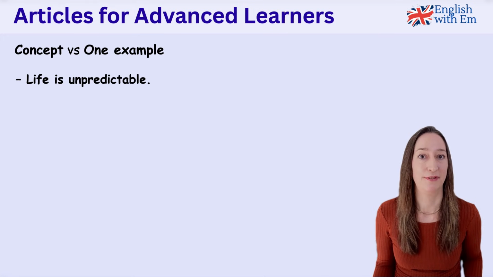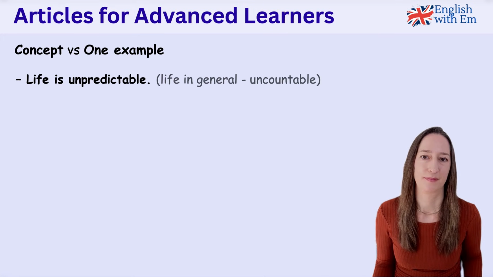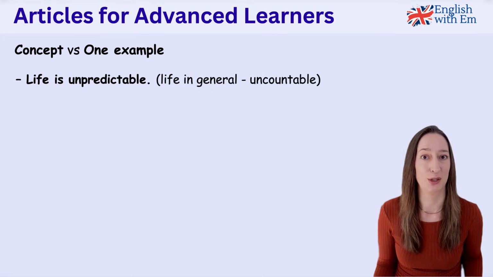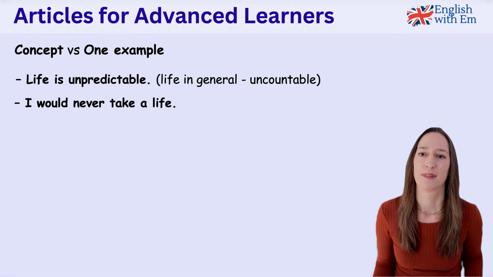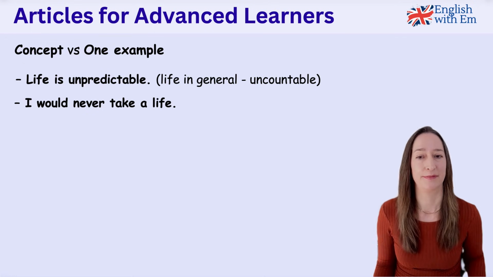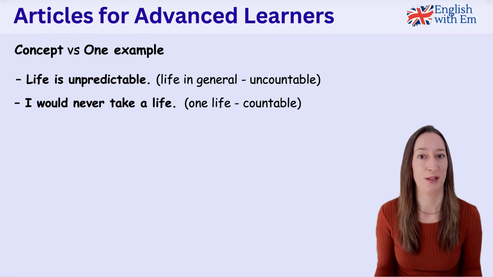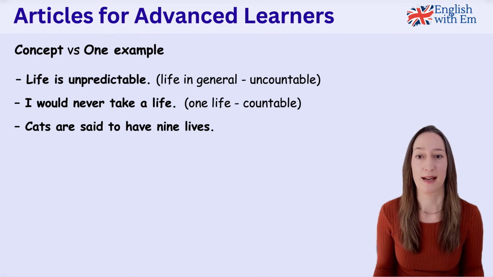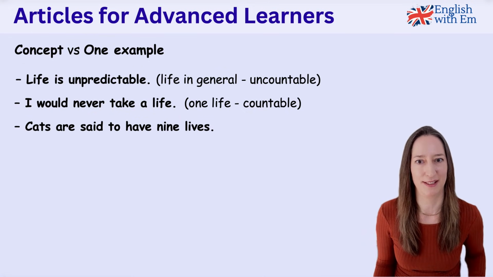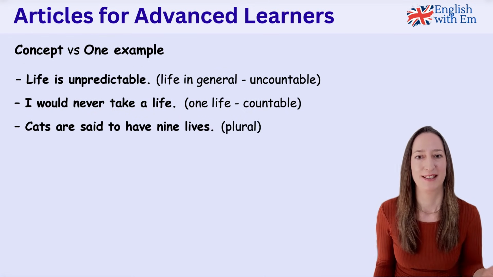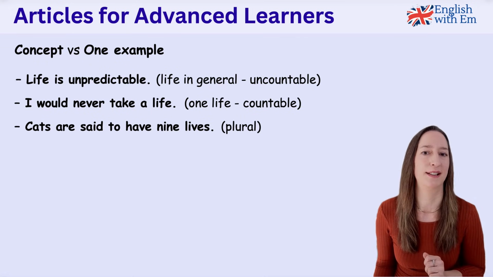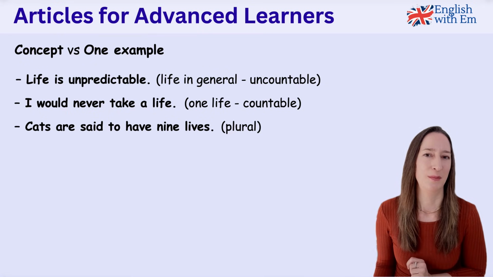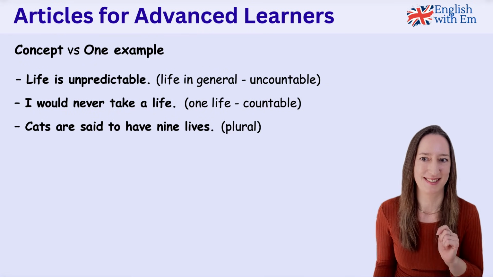Let's see another example. "Life is unpredictable." Life in general, life as a concept. "I would never take a life." One life, countable. "Cats are said to have nine lives," plural. So this is what we say in English culture, that cats have nine lives. How many lives are cats said to have in your culture?